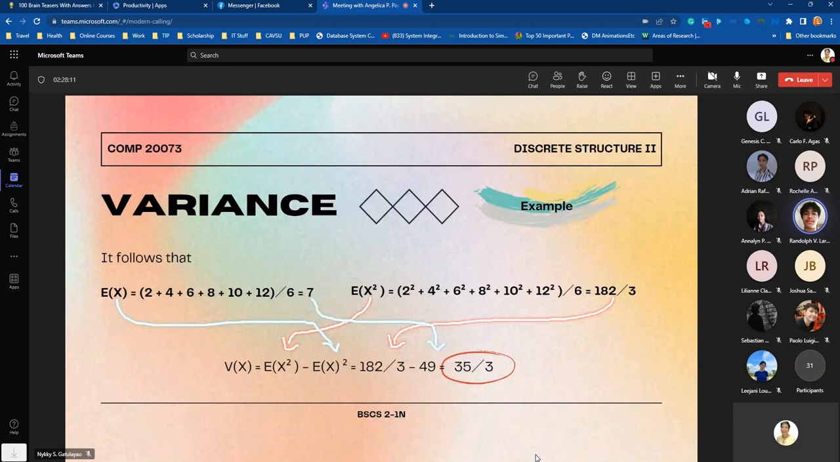Going back to the problem, the variance of the random variable X of I and J is equal to 2i, where I is the number appearing on the first die and J is the number appearing on the second die when two paired dice are rolled, is 35 over 3. So that's the variance. Next slide.